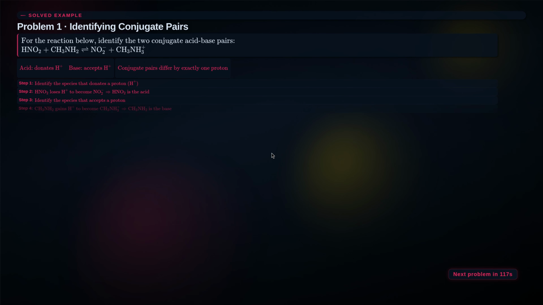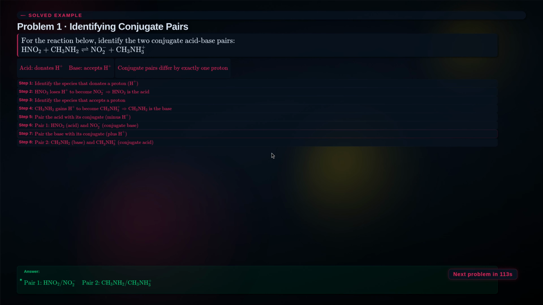Problem 1. Identifying conjugate acid-base pairs. For the reaction HNO2 plus CH3NH2 producing NO2- plus CH3NH3+, identify the two conjugate pairs. First, look at HNO2. It loses H+ to become NO2-. So HNO2 is the acid and NO2- is its conjugate base.